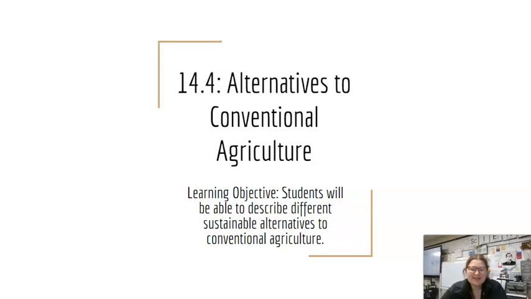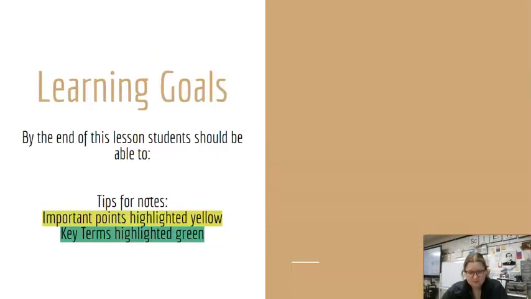Welcome to our last lesson for chapter 14. So we have talked about what agriculture is, why we use pesticides in agriculture, what the issues are with pesticides in agriculture, and now we are going to learn about alternatives to conventional agriculture. The learning objective here is that you should be able to describe different sustainable alternatives to conventional agriculture.